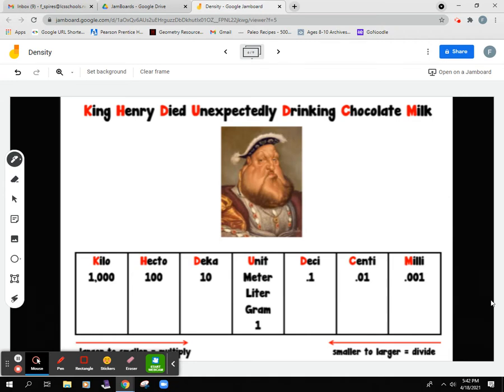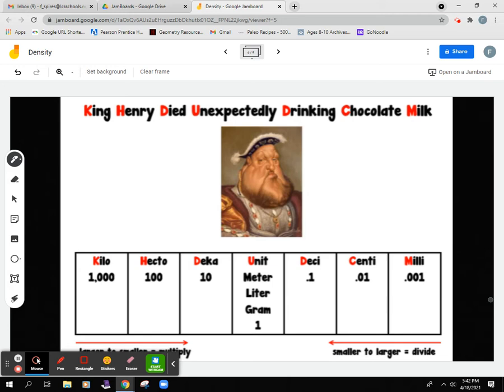Now, some are a little harder. Some might have you convert units. So meters, liters, grams. You might be working with the metric unit. You may have heard this in grade school: King Henry died unexpectedly drinking chocolate milk.